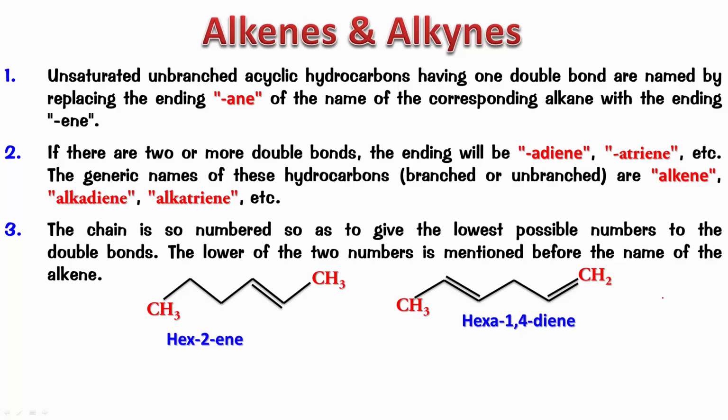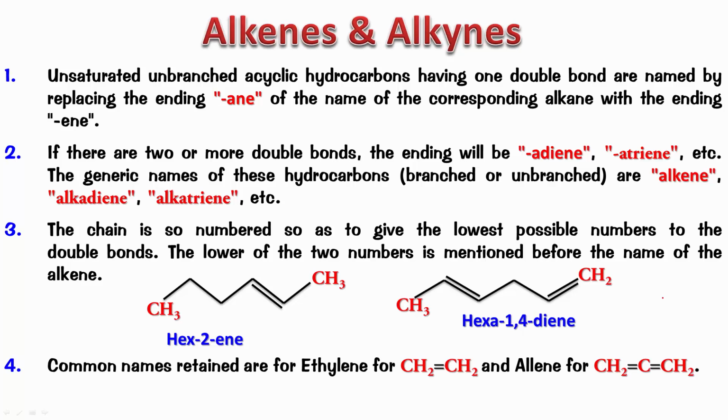Now for some of the simple alkenes, certain common names are retained as IUPAC names. So for the molecule which we call ethene, we can use the common name ethylene, and ethylene is accepted as an IUPAC name, and as well as for allene. This particular molecule has a common name allene.